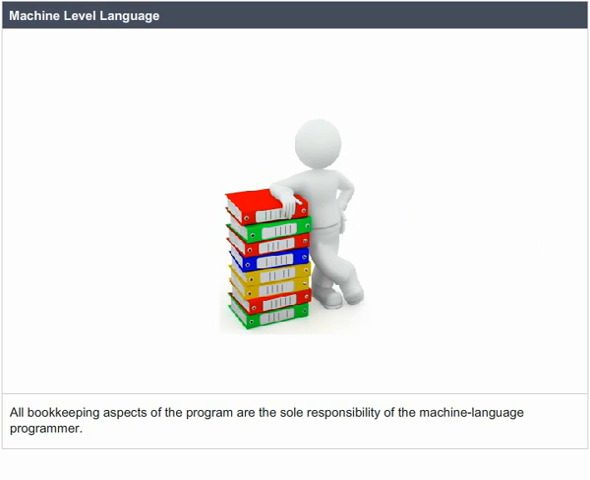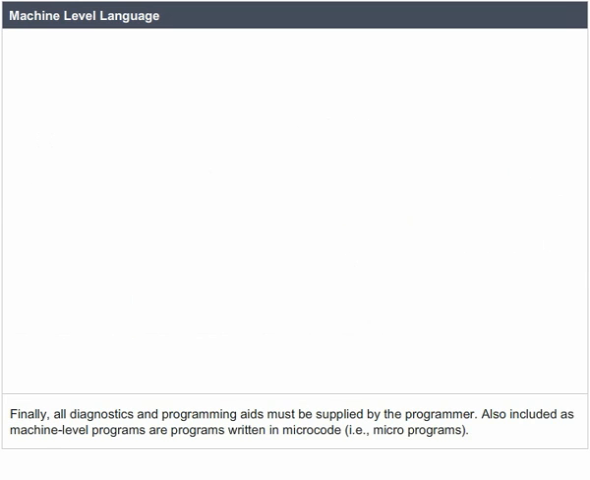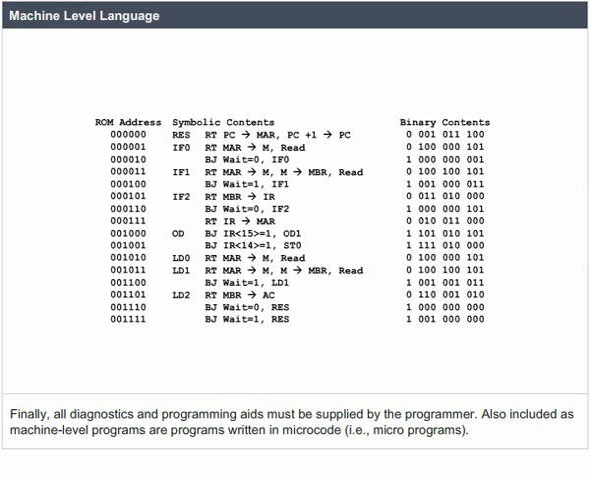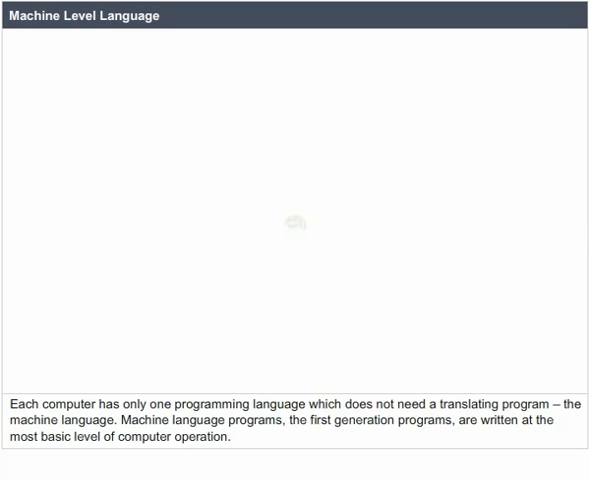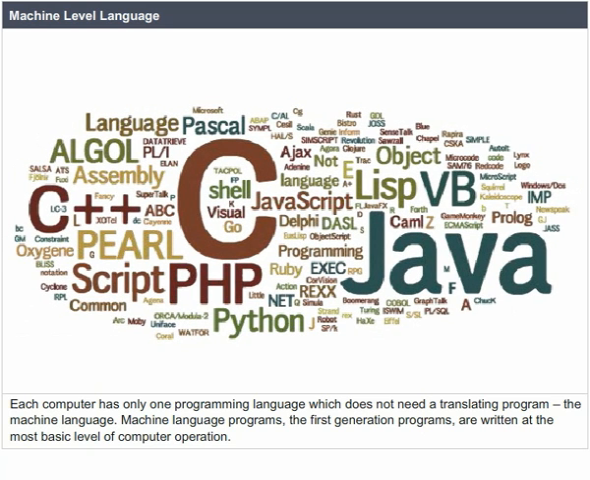All bookkeeping aspects of the program are the sole responsibility of the machine language programmer. Finally, all diagnostics and programming aids must be supplied by the programmer. Also included as machine-level programs are programs written in microcode, that is, microprograms. Microcode allows for the expression of some of the more powerful machine-level instructions in terms of a set of basic machine instructions. Each computer has only one programming language which does not need a translating program, the machine language.